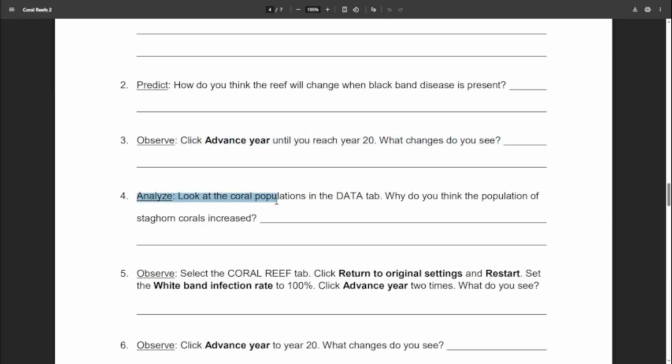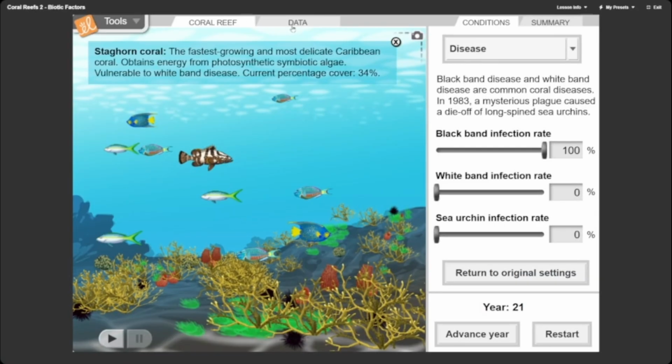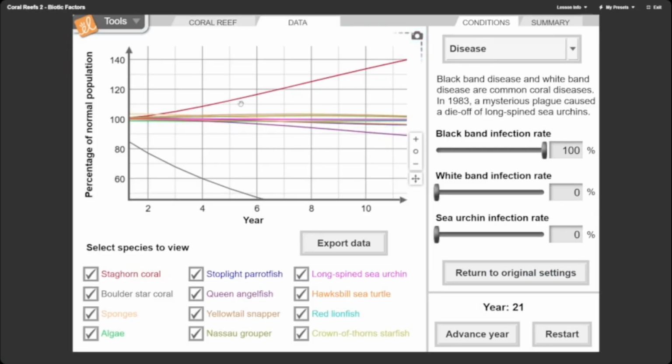Analyze. Look at the coral populations in the data tab. Why do you think the population of the staghorn corals increased? So you're looking right here in the data. The red is your staghorn coral. Why do you think that increased? And you can use your other data to help support your answer.